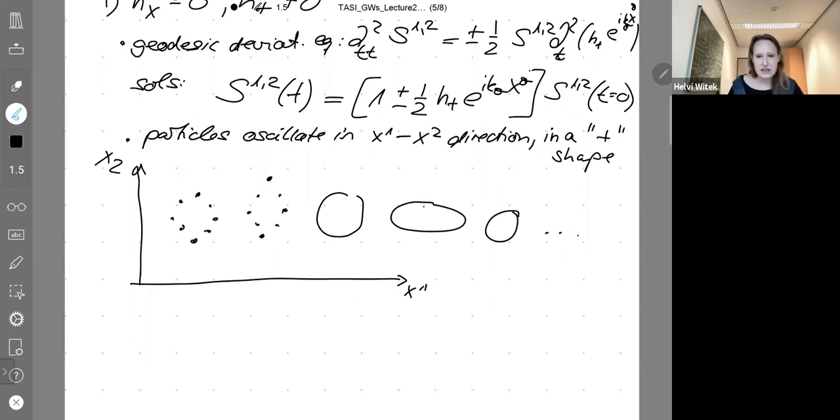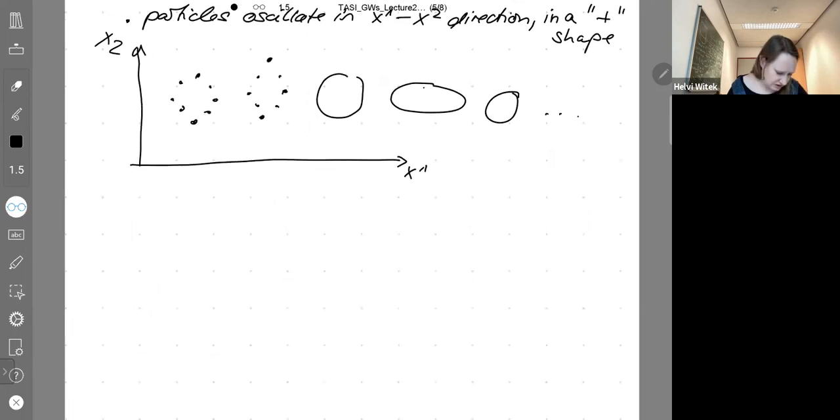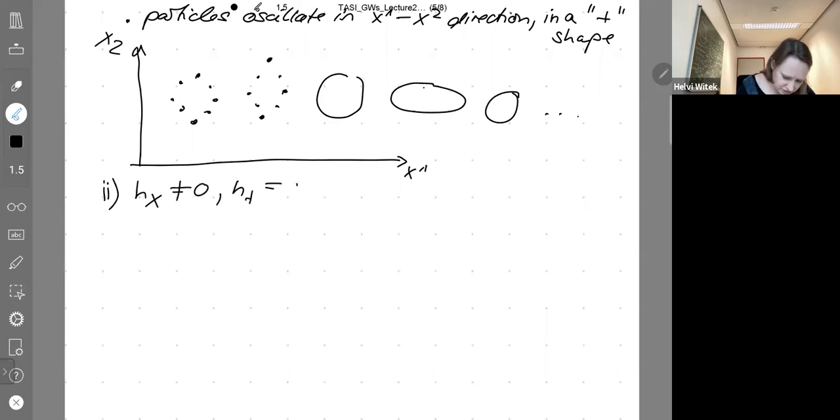So similarly, if we now look at the cross polarization, let's assume we are in a state where this plus polarization vanishes, and only the h cross polarization is present. Then we would find the following. So in the second case, we say the h cross polarization is non-zero, and we put h plus to be 0. Then the geodesic deviation equations are the following.